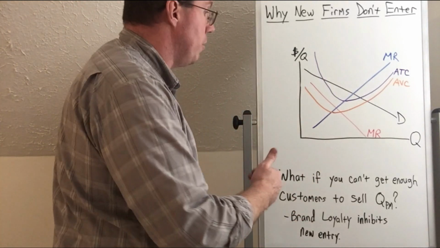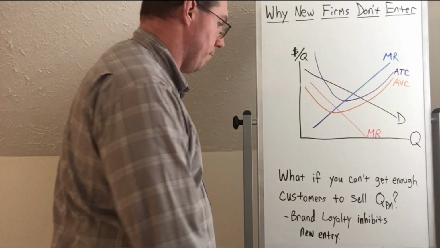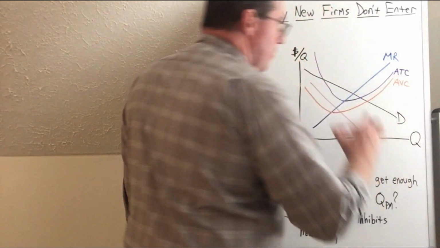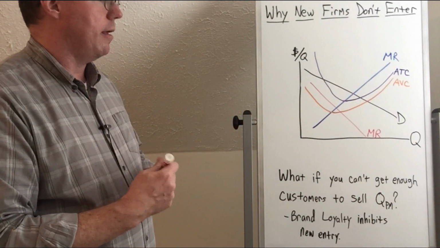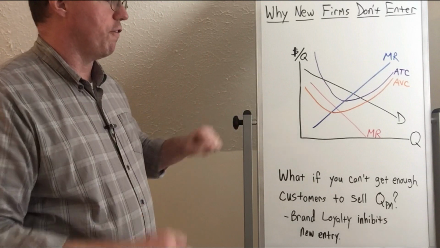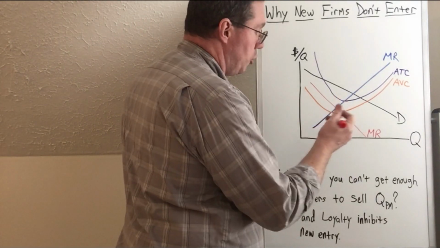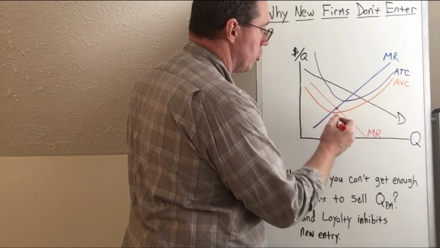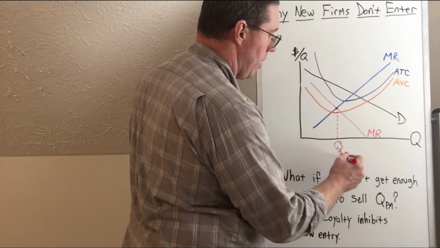And what I'm going to show you here very simply is why new firms don't enter the market. So let's say that this is the cost structure and the demand curve and everything for what would be the demand curve for an oligopoly firm. And let's say that they choose their profit maximizing quantity where marginal revenue is equal to marginal cost, okay? So this is the profit maximizing quantity.